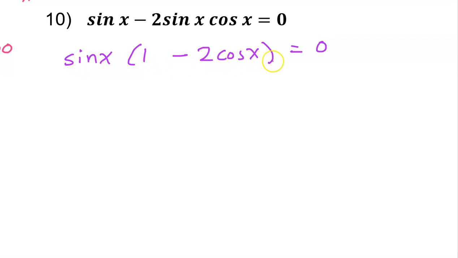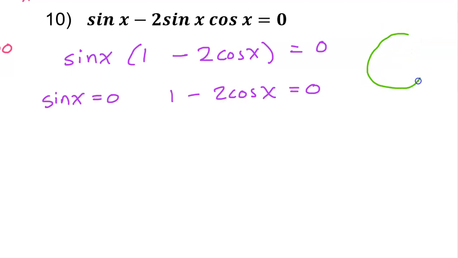Let's use the zero product property. If something times something is equal to 0, we can get solutions by setting each factor equal to 0. So sine x equals 0, and 1 minus 2 cosine x is equal to 0. Now we will solve each of these separately. So this is going to be the easy one. Sine of what is equal to 0? I'm thinking this is going to be a quadrantal situation. So just picture this with me.